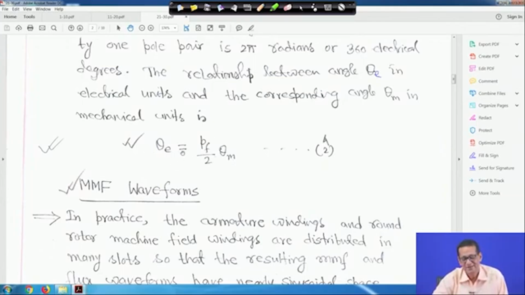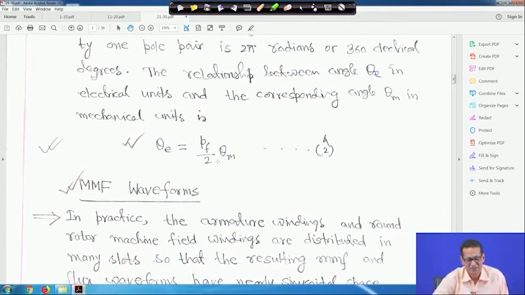So theta electrical is P by 2 theta m, right. So that means mechanically, suppose it is a two pole machine, if P is equal to 2, then theta e is equal to theta m. If one complete rotation is 360 degrees but you have four poles, although mechanically it will rotate 360 degrees, in that case electrically it will be just double, because at that time P will be 4 poles. So 2 theta m, if theta m is 360, then it will be 2 into 360.